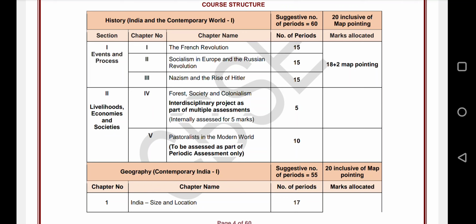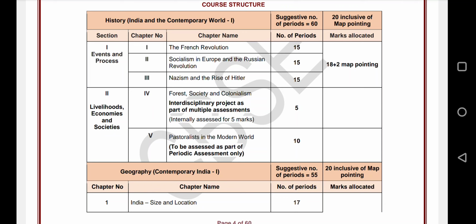Now we'll be talking about the different books and their content, what is going to be part of your exam, which you have to learn and explore. So the first book we have is history, which is India and the Contemporary World. From the name you understand, we'll be learning India, and with that the contemporary world, like what was happening at that time. When we're talking about India, what was happening in the world at that time.